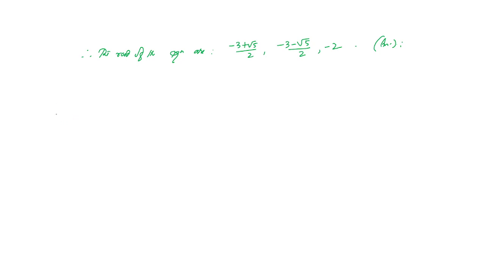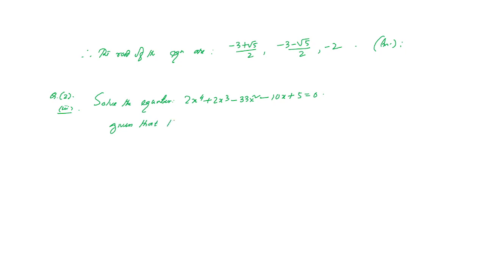Now we come to the next problem. Problem number 3. So what is the problem? The problem is to solve the equation 2x to the power 4 plus 2x cube minus 33x square minus 10x plus 5 equals 0.